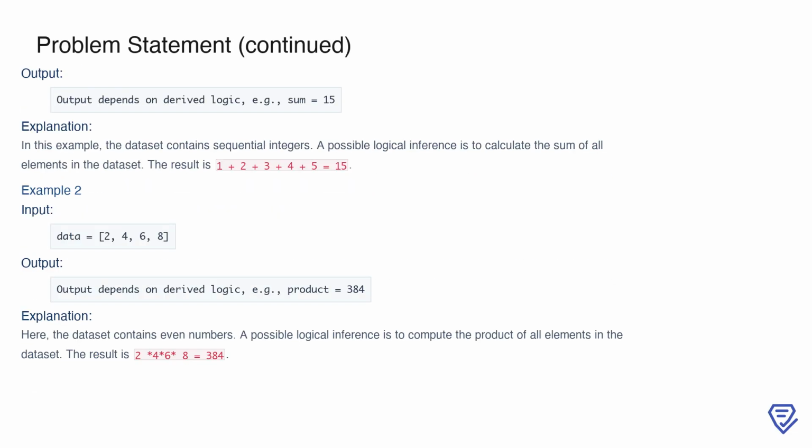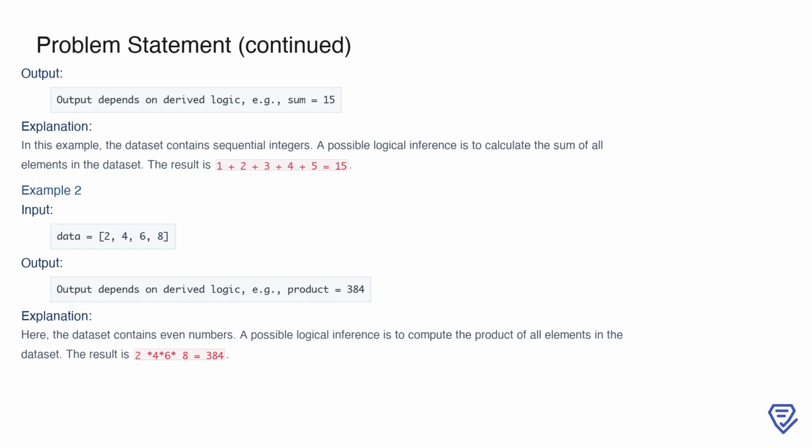For example, consider a dataset consisting of the integers 1, 2, 3, 4, 5. In this case, one possible logical inference is to compute the sum of all the elements in the dataset. Adding these numbers together, we get 15.